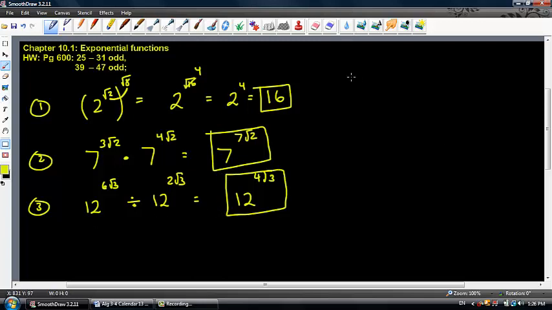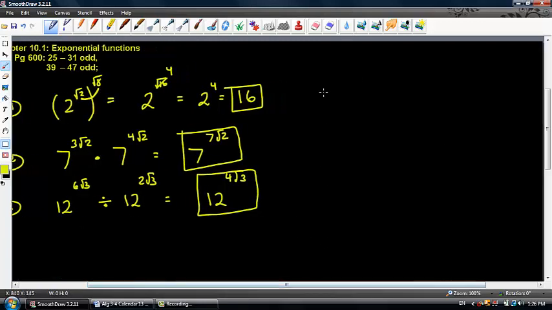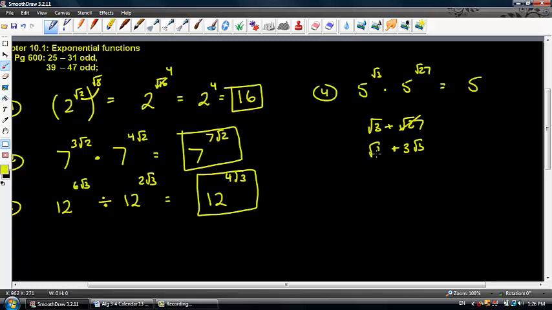Now, the only thing they can really do to make this harder would be to give you something that looks kind of like this. If they said 5 to the rad 3 times 5 to the rad 27, and they asked you to add those two exponents, well, again, we know that the base is going to carry over. The hardest part of this problem is understanding what rad 3 plus rad 27 is. Well, rad 27 is really 3 rad 3, so rad 3 plus 3 rad 3 gives 4 rad 3, so what I have is 5 to the 4 rad 3 power.